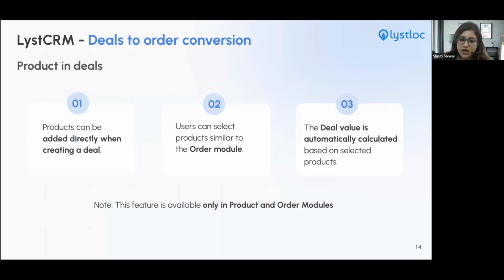And users can also select similar products to the order module. The deal value will also get automatically calculated, based on whatever products you're adding and whatever quantity you are adding for that particular product. Suppose you're adding one product, or 3 products, and the total unit price of it, the deal value will automatically get calculated from the deal section based on how many quantity of product you're adding and what are the types of product you're adding.